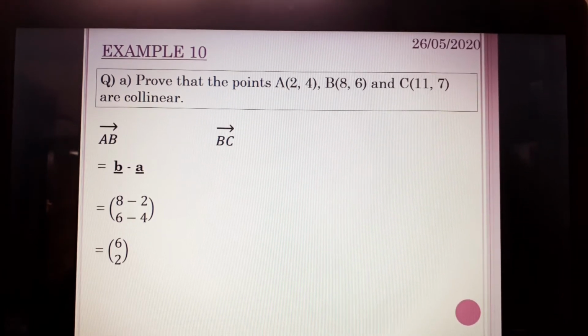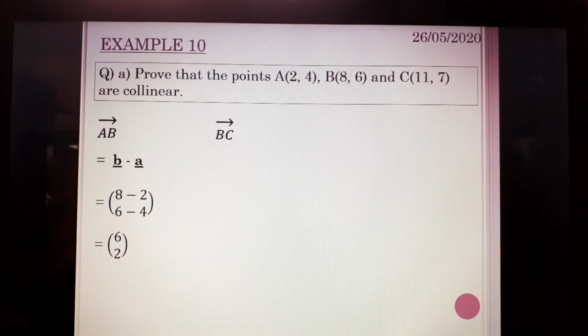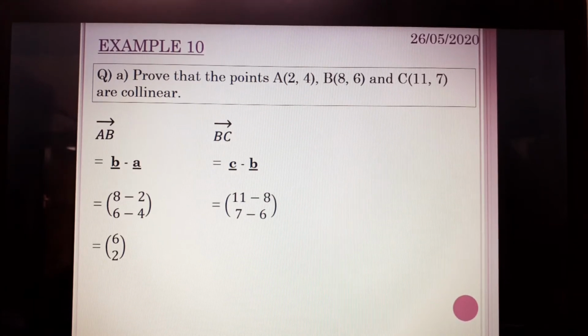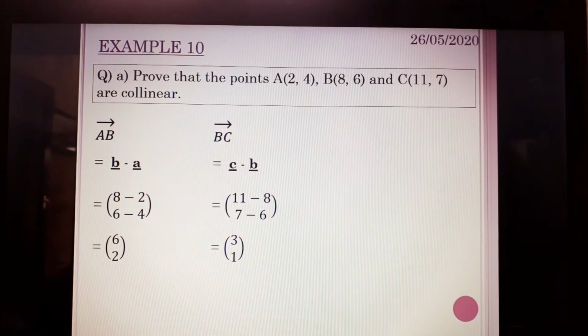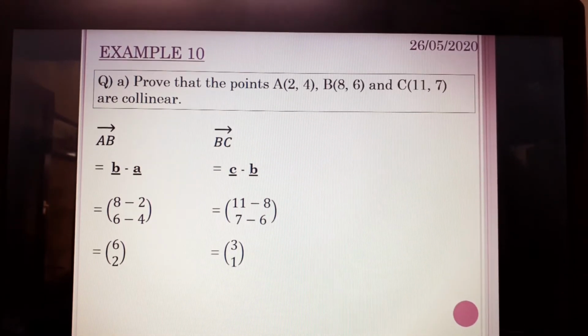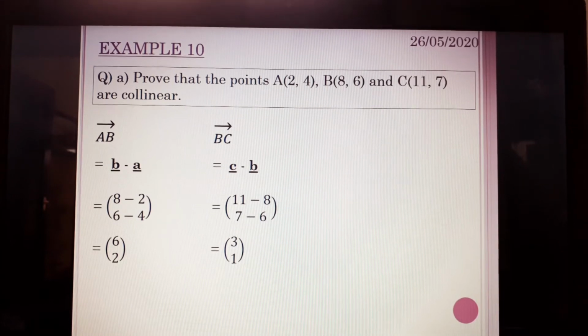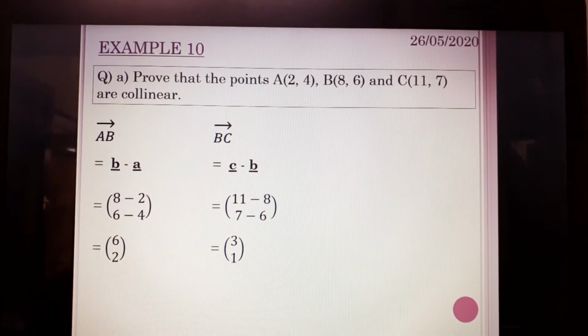Then let's create the vector BC. C minus B. 11 minus 8, 7 minus 6. Now we have the vector (3, 1). So to go from B to C, we simply go along 3 and up 1. Now we want to try to see if these vectors are first of all parallel. Is one a multiple of the other?